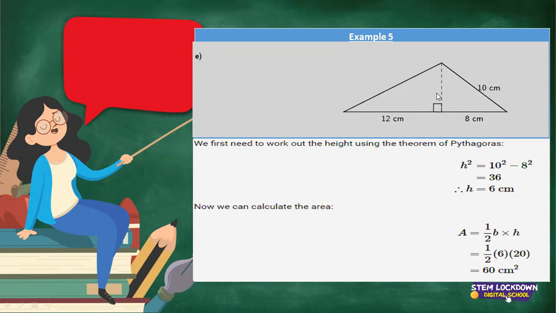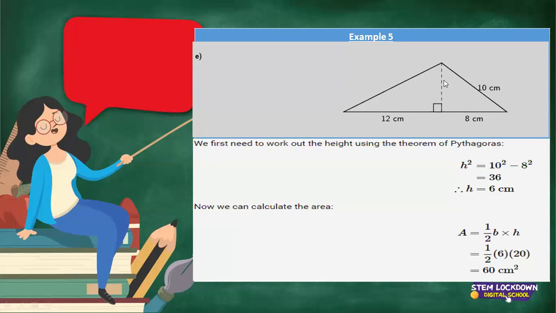The area is half times the base times the perpendicular height. But now the perpendicular height is missing. So we can consider this other right-hand side triangle and find our height. We can use this triangle here and find our height using the theorem of Pythagoras.